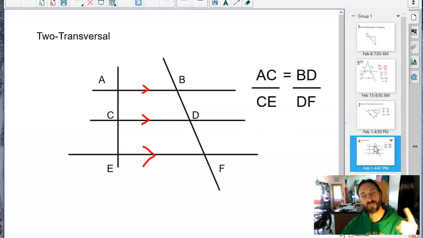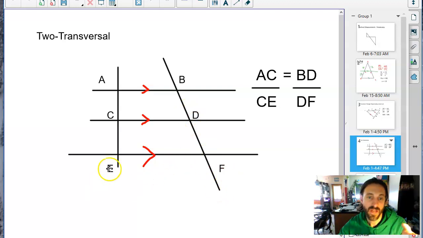Extending that one step further is when you have multiple transversals. Now, remember, a transversal cuts across two or more lines. So this line segment right here, AE, is a transversal of these three parallel lines, and BF is another transversal of these three lines. Well, the point here is, again, I'm taking a slice of something.